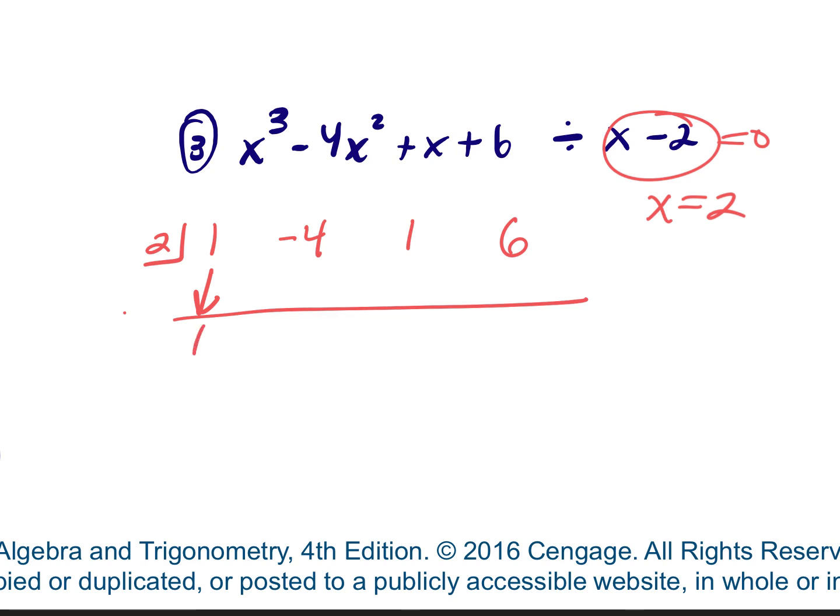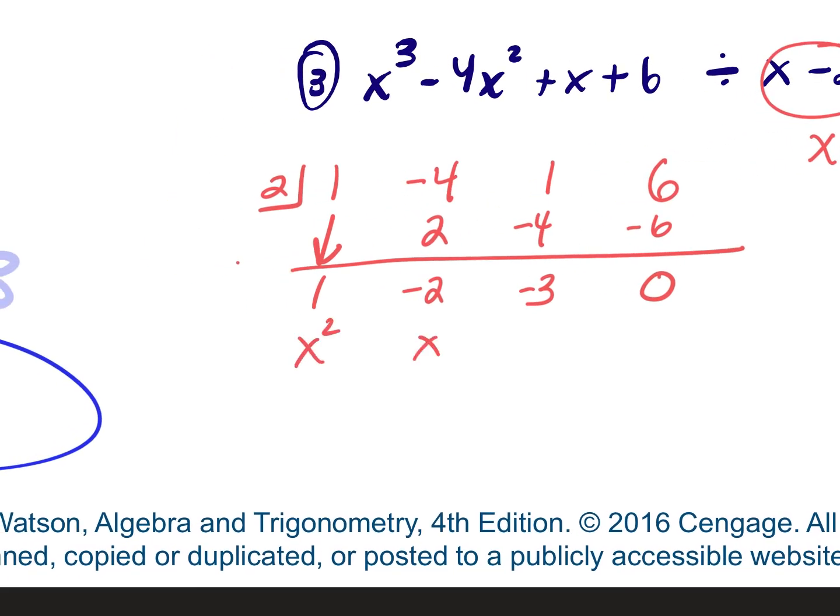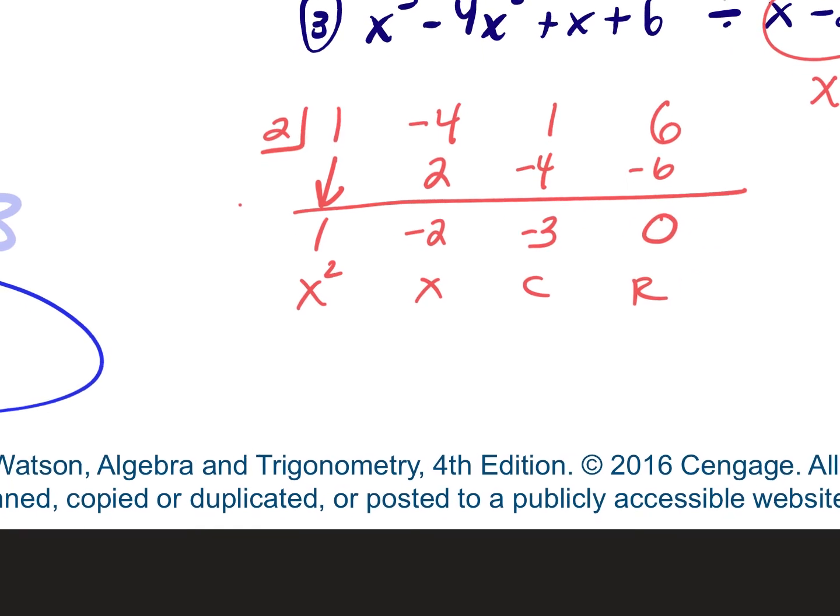So go down, bring that first term down, and multiply. What's 1 times 2? 2. Negative 4 and 2 is negative 2. Negative 2 times 2 is negative 4. 1 and negative 4 gives me negative 3. Negative 3 times 2 is negative 6, and 6 minus 6 is, oh, what does that tell me? There's no remainder. That means x minus 2 is a factor. This divides into it evenly, just like 4 goes into 16. So your answer, this is my x squared, this is my x, this is my constant, my remainder. What's your answer?